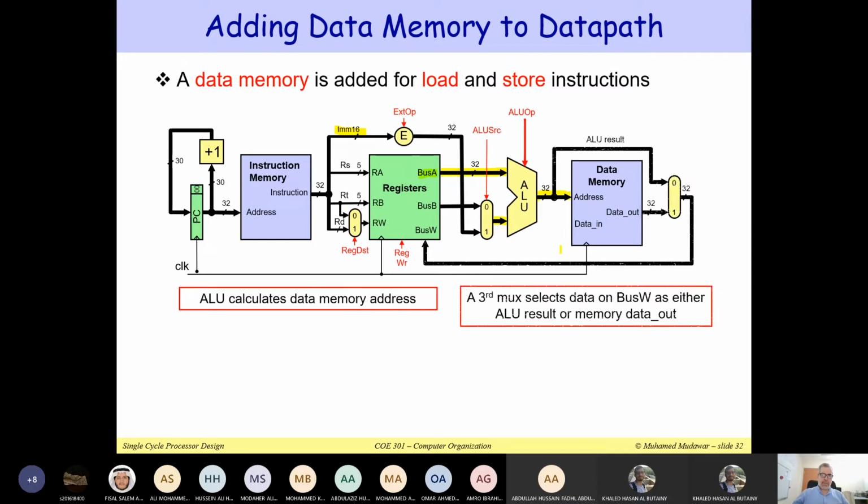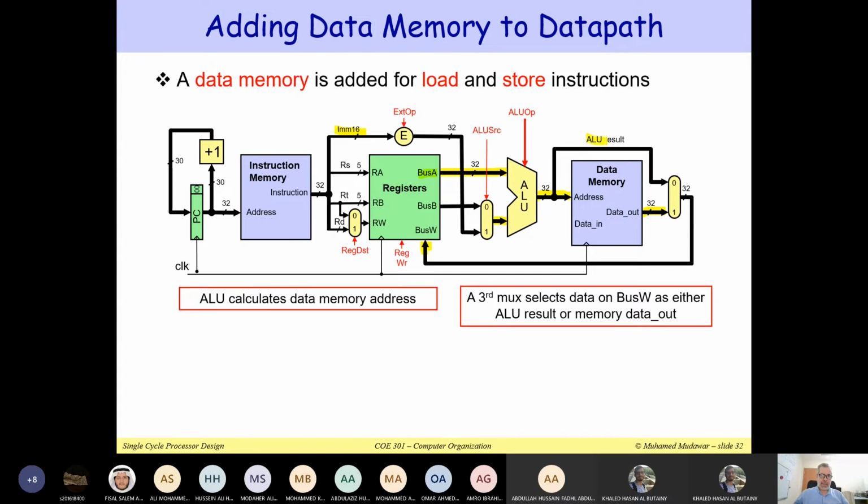Now, in the case of a load instruction, we take the data at the output of the data memory and we pass it back to the register file on bus W. So now we select 1 when we are reading data, when we are loading data from the data memory. The data will be available at the data out, which is the output of the data memory. So we select it in the case of a load instruction.